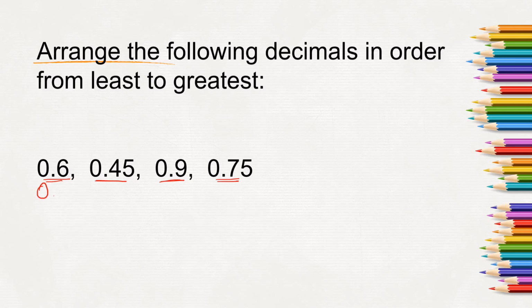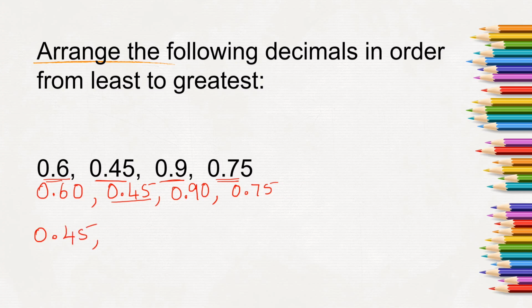So here it will be 0.6, we'll add 0, then 0.45 as it is, two digits. Next 0.9 as 0.90, we'll add 0, then 0.75 as it is. Now there are two digits in all the numbers after a decimal point. Now we can compare. Tell me which is the smallest decimal now? Yes, the smallest decimal is 0.45.